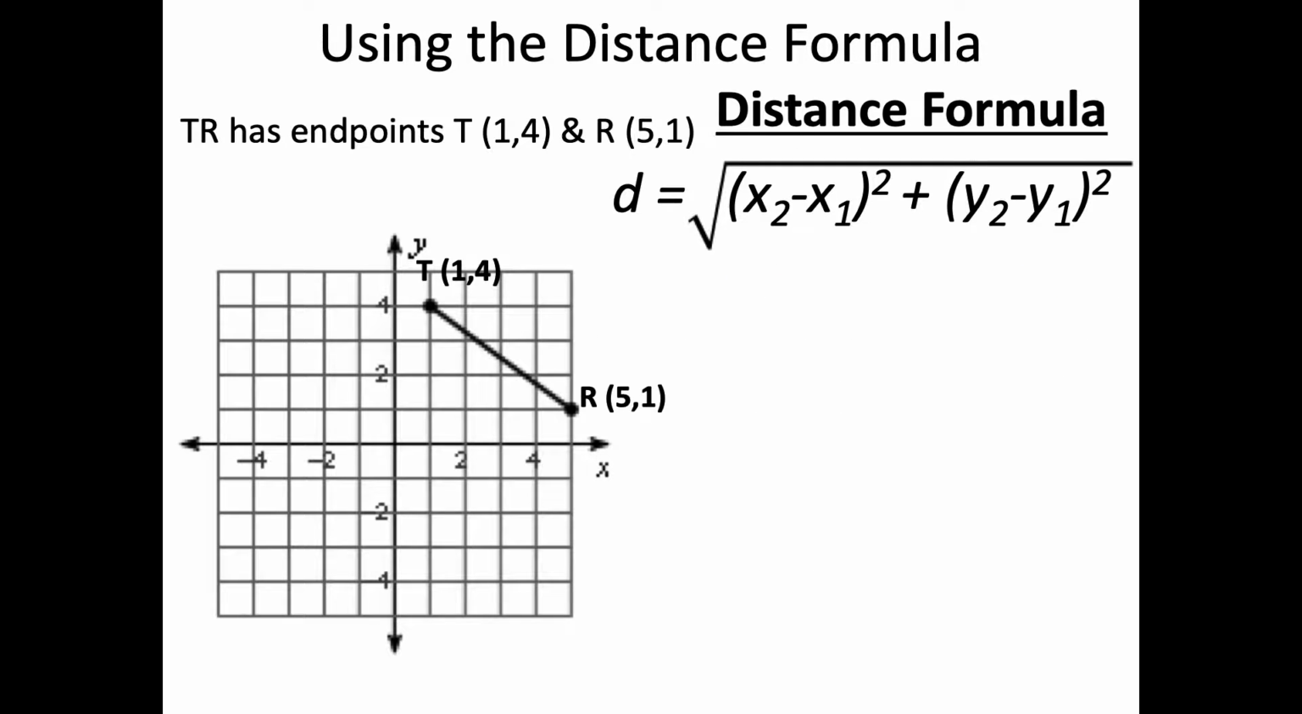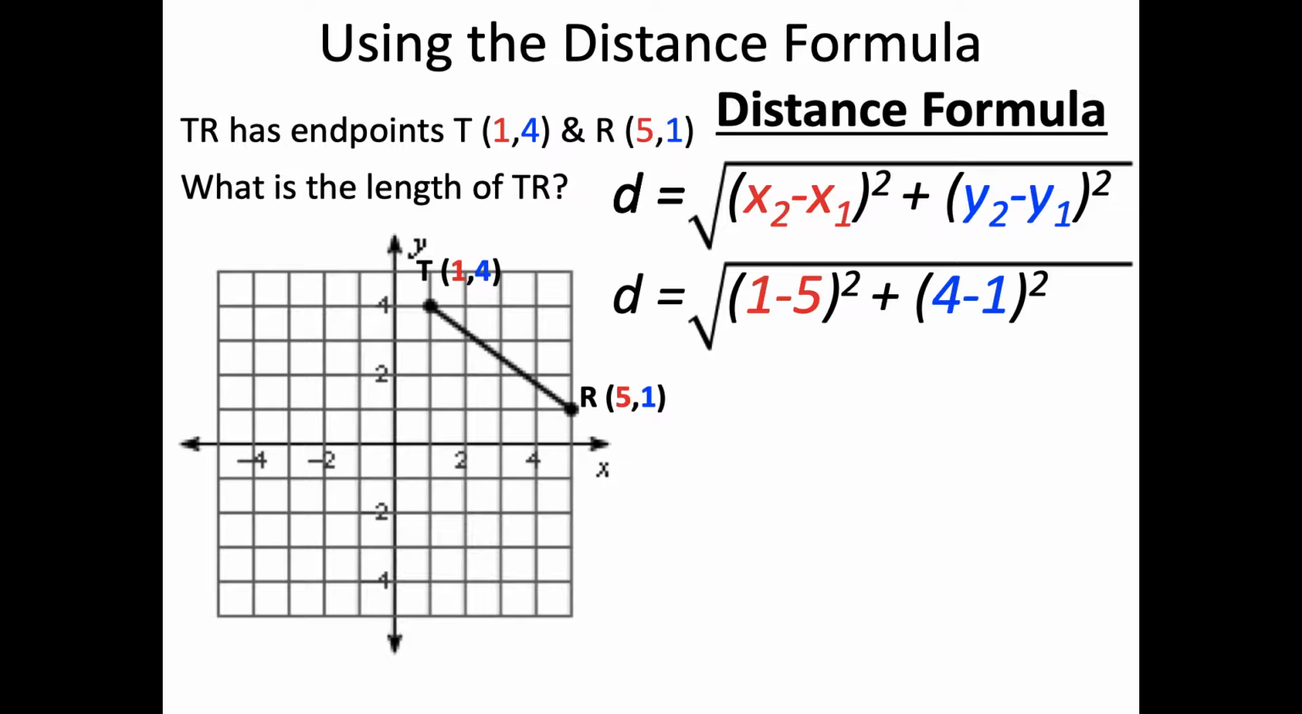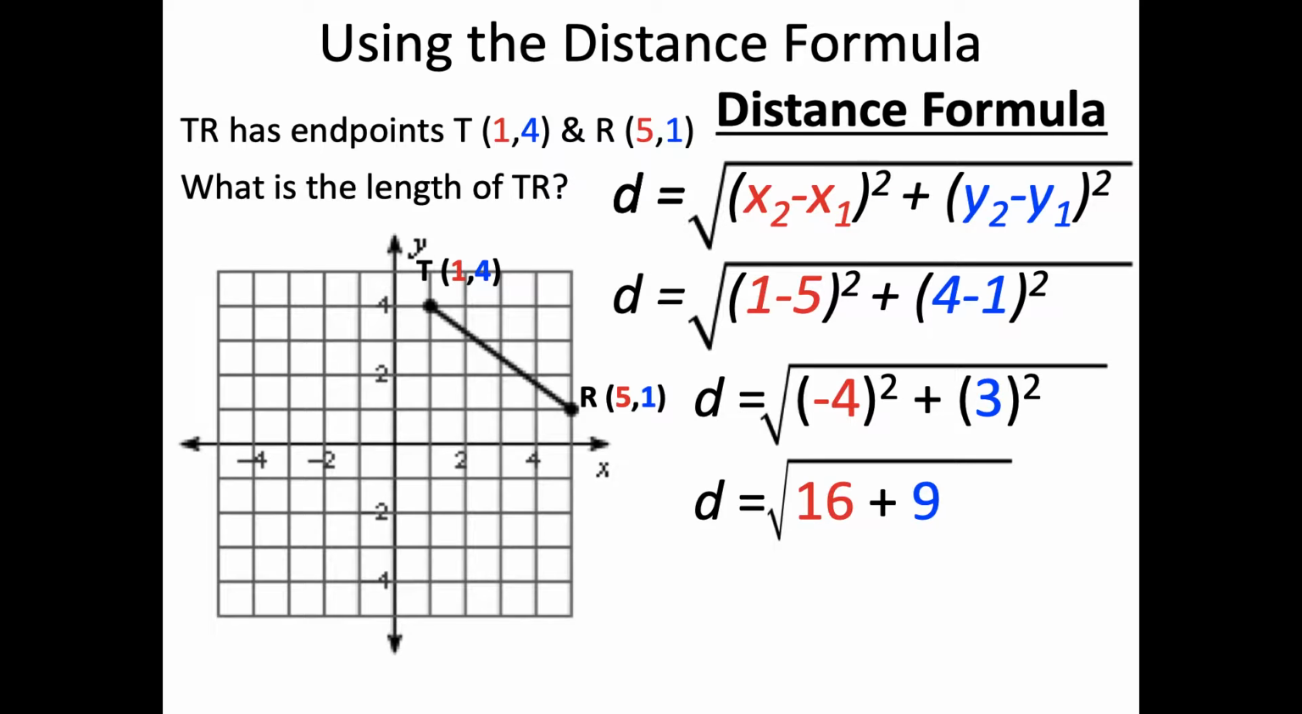Okay, let's do this exact same problem again, except we're going to use the distance formula. So there's TR. And here's the actual distance formula. And so let's plug in our values. So x is 1 and 5, and y is 4 and 1. So I'm going to plug in my values, multiply it out. I get square root of 25, 5, same answer. Okay, you can start to see where it comes from. There's my 16 and my 9, same thing I had in the other problem.